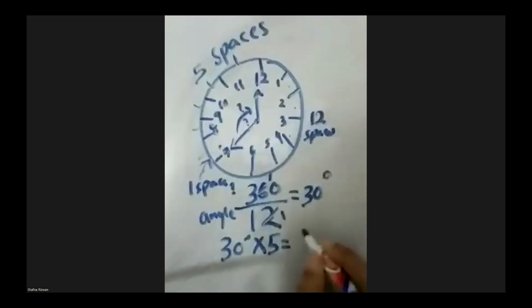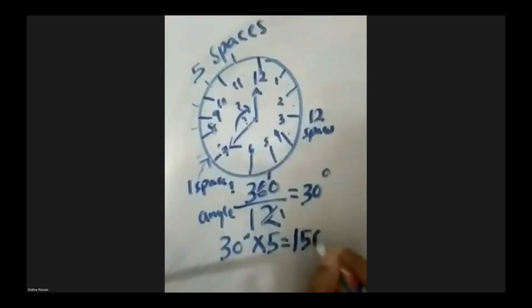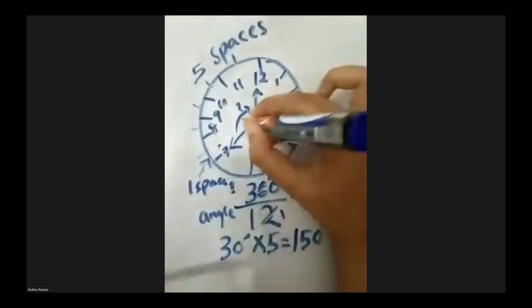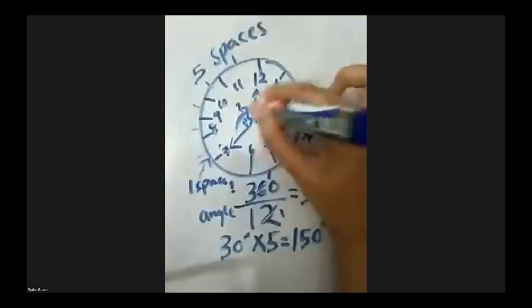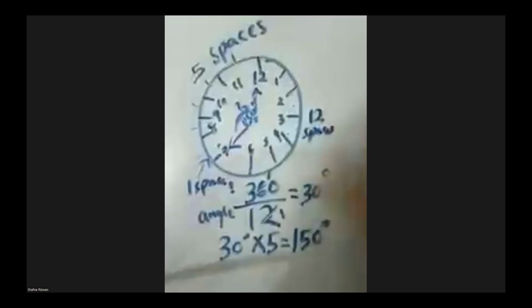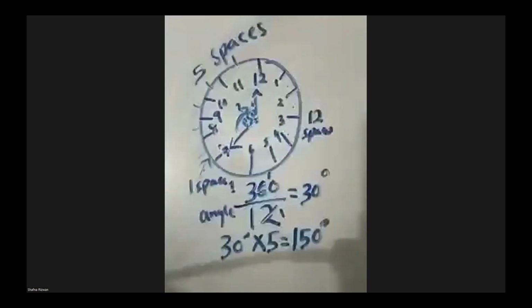Then how much will you all get? 150 degrees. So here totally how much will you all get? 150 degrees is the answer. 150 degrees is your obtuse angle answer.